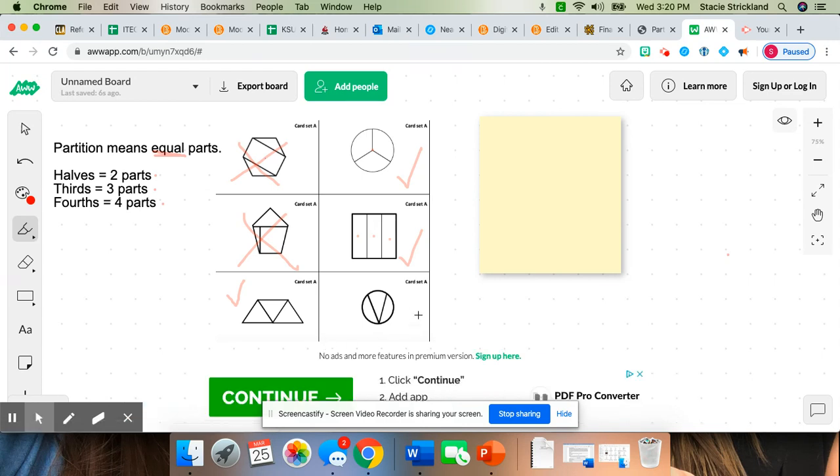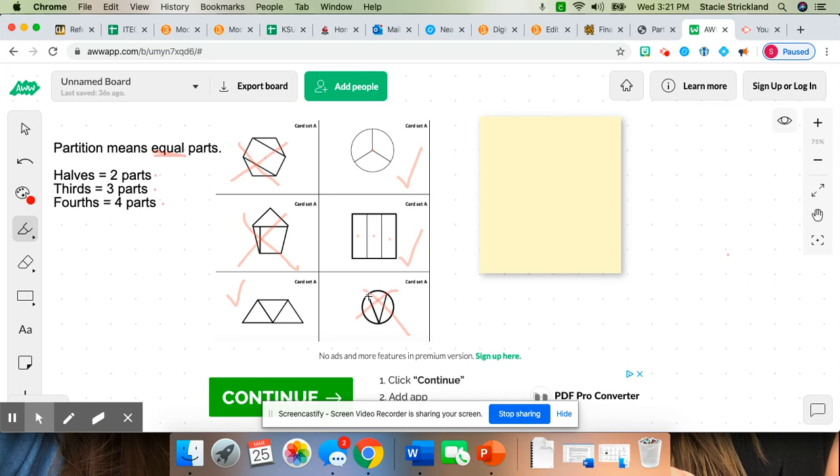All right, my last one is a circle. This one's tricky. It is partitioned into 3 parts, but I noticed that my line doesn't stop in the middle, and stopping in the middle is a really big indicator that the circle is going to be most likely partitioned equally. And these lines kind of go randomly across the circle. In this part right here, this middle section definitely looks bigger than the other 2. So I'm going to say that this is not partitioned into equal parts.